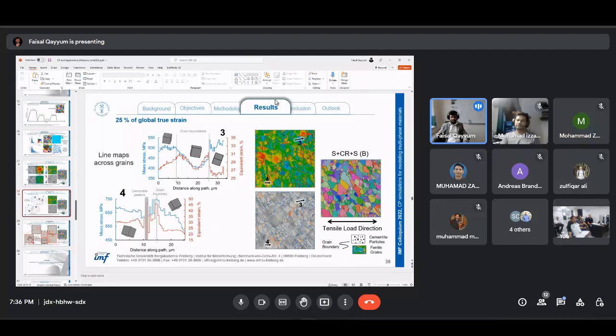And similarly, for example, for line 4, which is even smaller, which is just crossing one grain boundary and one cementite particle present near the grain boundary, we see how stresses and strains change across the grain boundaries when the orientation is changing, when there is a cementite particle in the middle, and so on. So that is why we are using these models, because they depend on the crystal orientations.